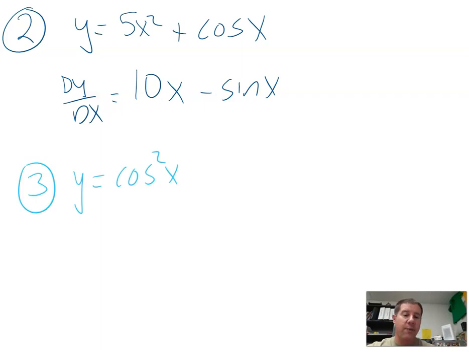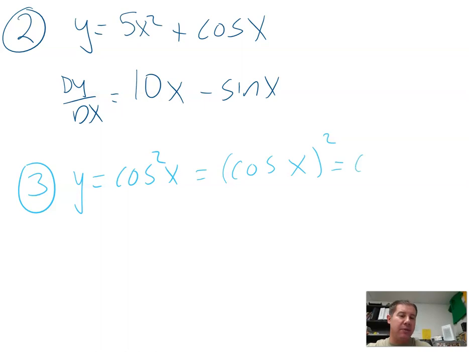All right, next one here, y equals cosine squared x, getting a little bit trickier. Couple things with this: cosine squared x is really cosine of x squared, right? That's what that means. And I can't take the derivative of a power yet. We haven't talked about how to do that. That's going to be the chain rule, and that's something we're going to get to in a little bit.